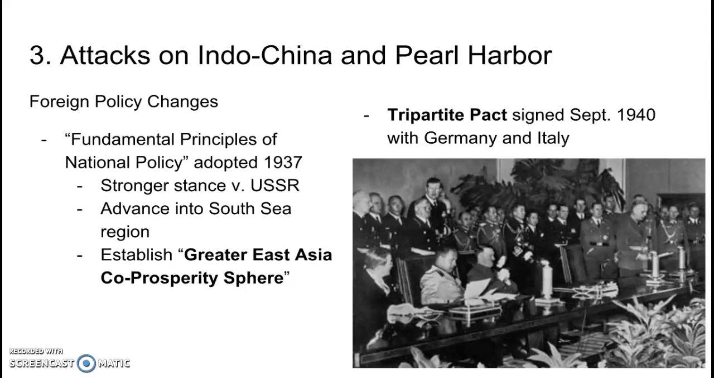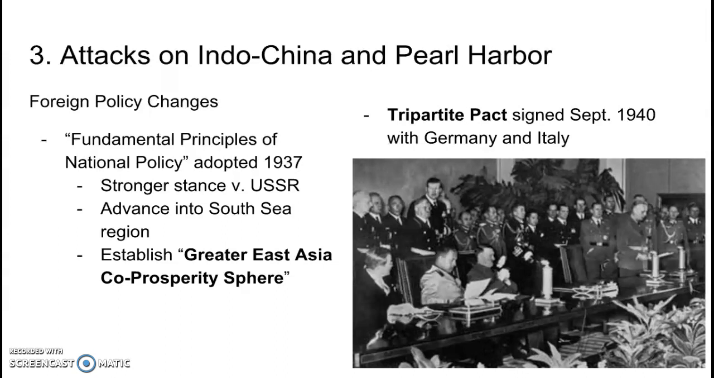They also decide to advance into the South Sea region, and they want to establish what's called the Greater East Asia Co-Prosperity Sphere. Essentially, what that means is that the Japanese will expand into the Pacific. They label this as having Asia be ruled by Asians. They want to expand and have this Greater East Asia Co-Prosperity Sphere, even if it meant military conflicts with Great Britain and the United States.